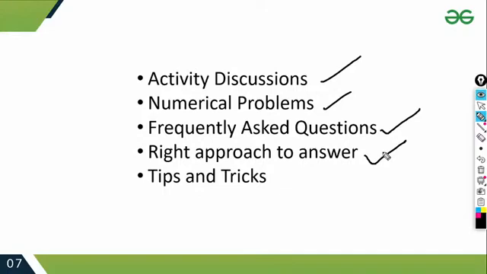Sometimes in some questions there is a requirement of a brief explanation and diagrams and everything, and students don't pay attention to those things. They just write the answer, they just write the theoretical thing, or they just solve the numerical and they don't make the diagrams, which make the answer more clear. So they don't get good marks in the answer. So we are going to see what is the right approach to answer, and at last we are also going to have many tips and tricks.